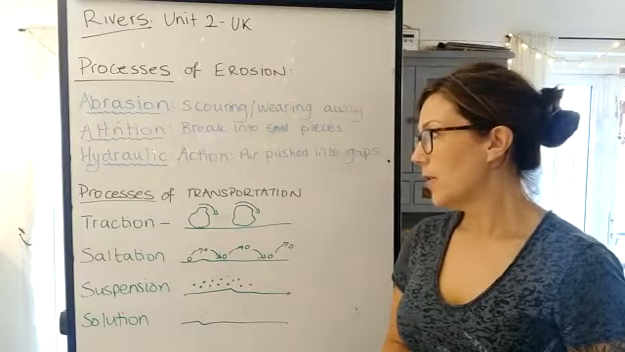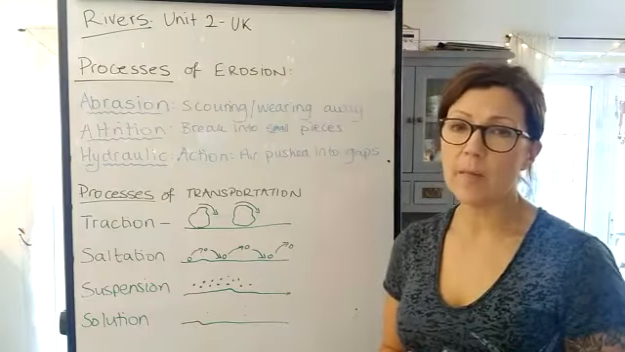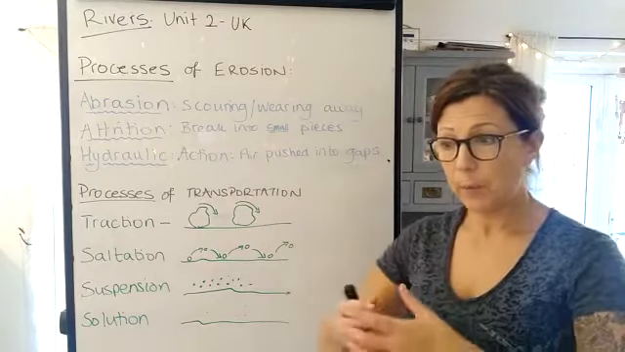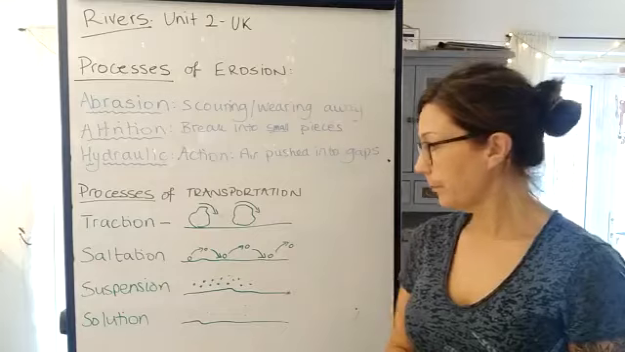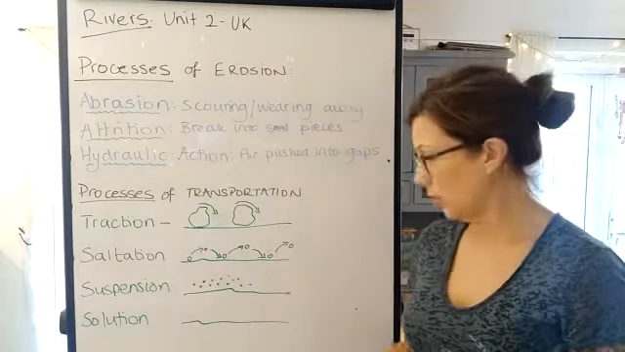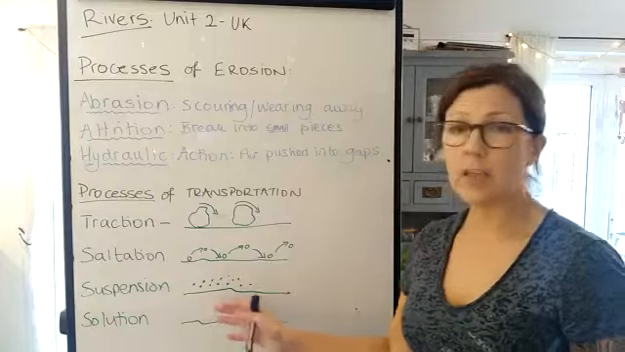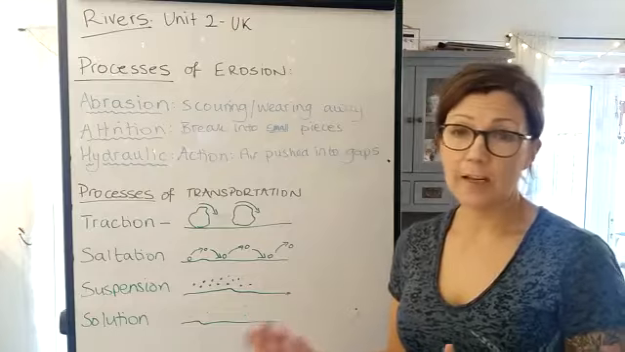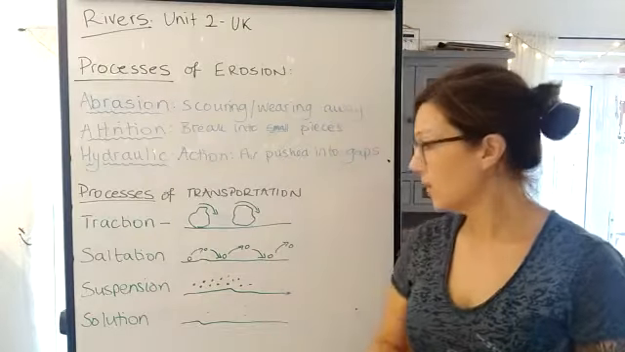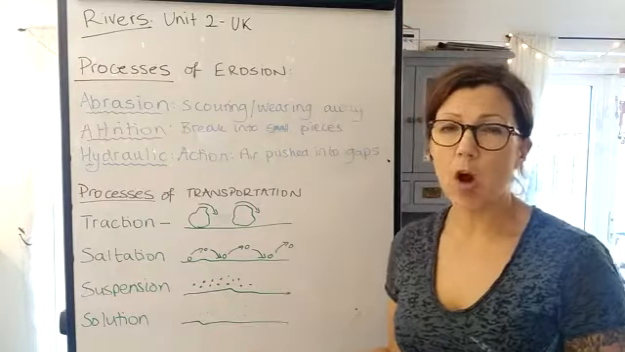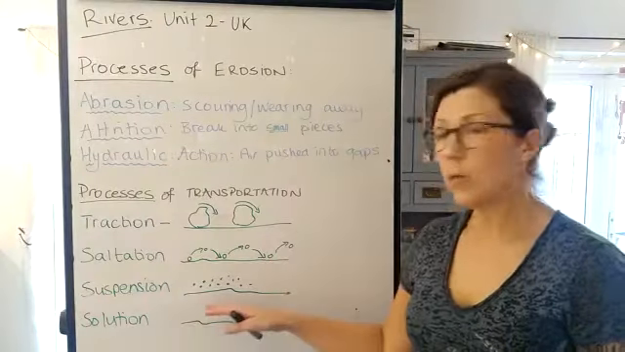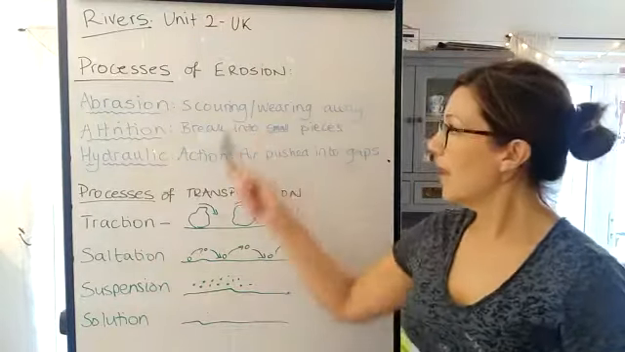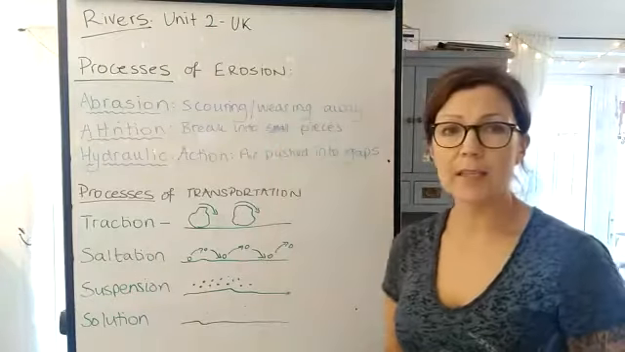The third process of transportation is suspension, and this is where the material in the river has become small enough that the river is able to keep it floating in the water and transport it in the water. So that is suspension, and these are quite small particles. And the final process is solution, and that's where some particles have dissolved. Maybe like salt in water, if you give it a stir, the salt dissolves. So any kind of materials, maybe calcium carbonates, etc., the water's a little bit acidic, then they'll be taken into solution and that material will be taken out further down the river. So they are our processes of erosion and processes of transportation.